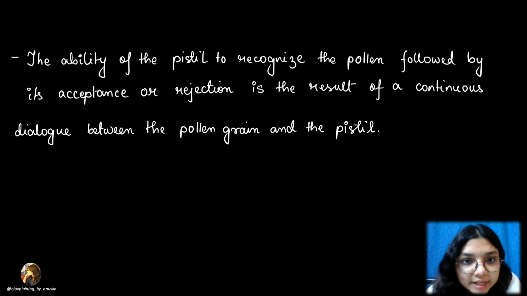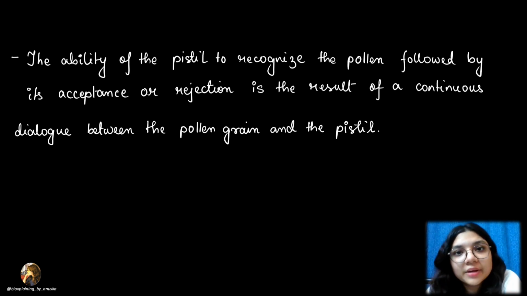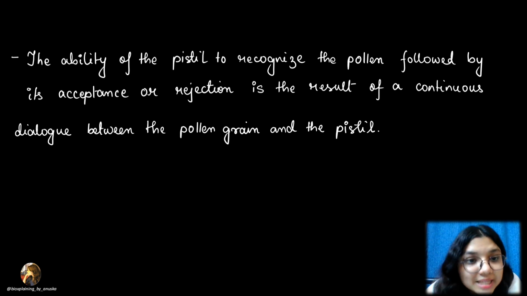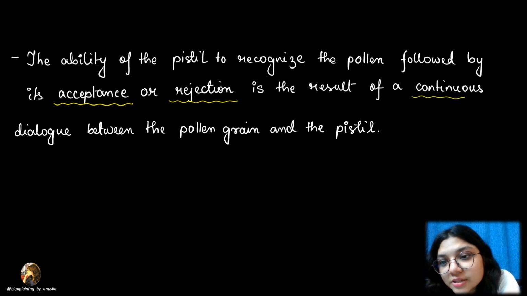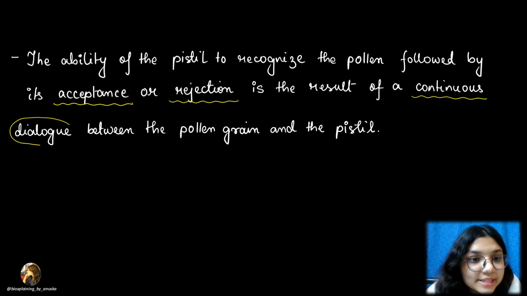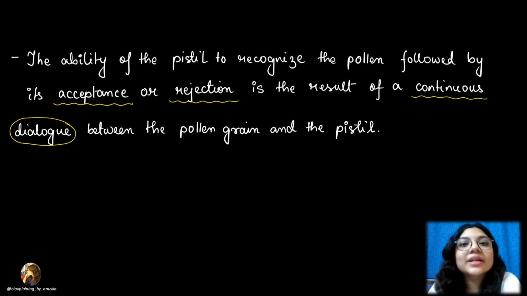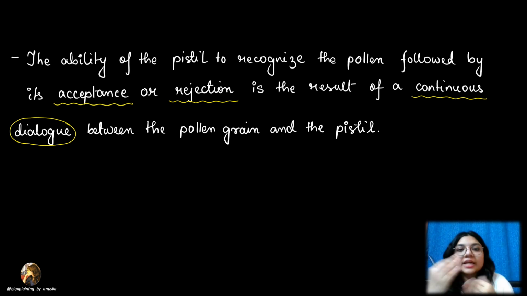So what do we mean by it? That the pollen grain is coming and sitting on the stigma. Now the stigma can either accept it or it might reject the pollen grain. And this is done on the basis of what? This is on the basis of a continuous dialogue. Say I want to enter somebody's house, so I have to have a dialogue with the security guard there. Similarly, if the pollen grain wants to enter the stigma, it needs to have a dialogue with the stigma, right?